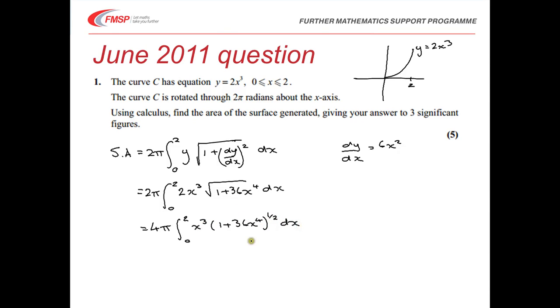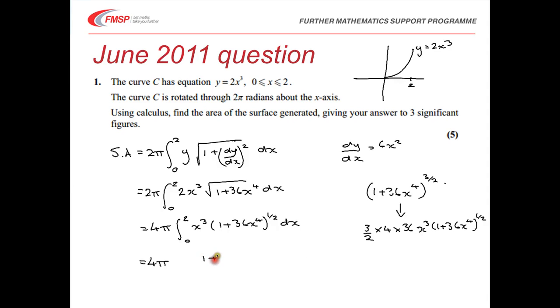Now if we look at this bracket here, it does actually differentiate to a multiple of x cubed, so that means we can do this by inspection. We'll leave the 4 pi here. So if we were to differentiate 1 plus 36 x to the 4 to the power of 1.5, what would we actually get? So this is considering differentiation here. So this would give us, we'd have 3 over 2 here. We'd of course have a 4 and a 36, because when we differentiate this bracket we'll get 4 times 36 x cubed, and then 1 plus 36 x to the 4 to the power of a half.